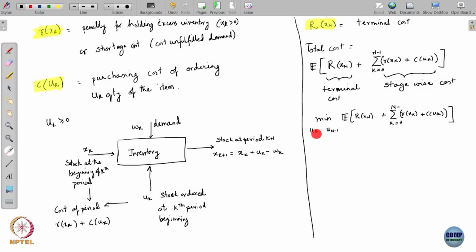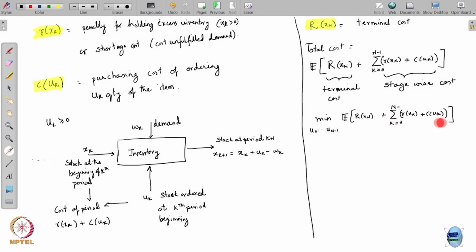So, uk is not simply a quantity that I can decide right now, because it depends on the inventory that would be available, and the inventory that would be available depends on the demand that would get realized in all the previous time instances. The demand from those time instances would determine the inventory available at the kth time instant, and the demand that would come in the previous time periods is not something that I know at the start of the problem, right.